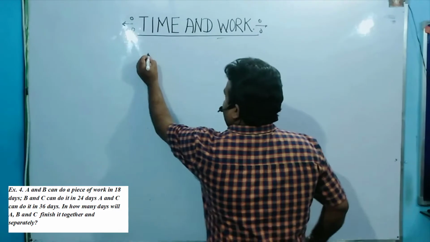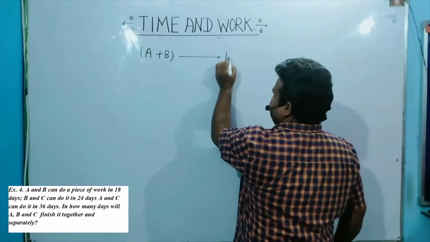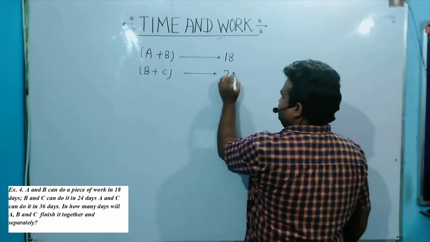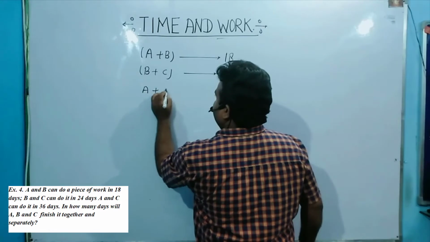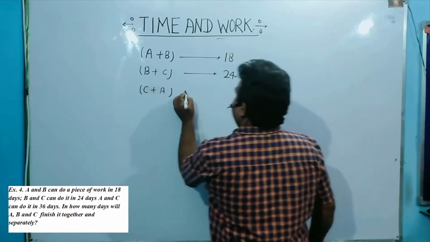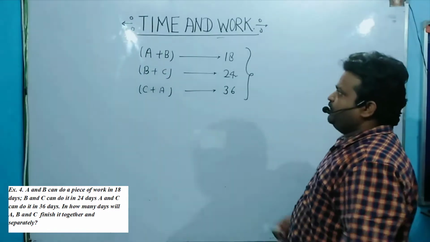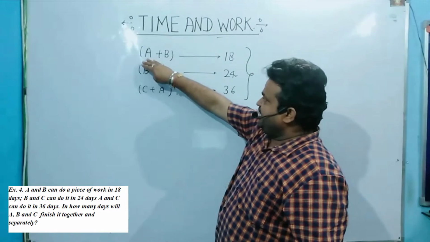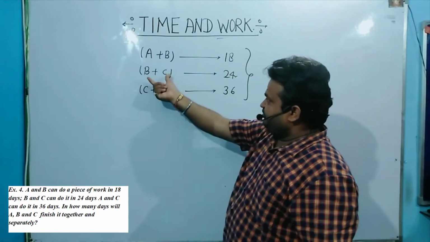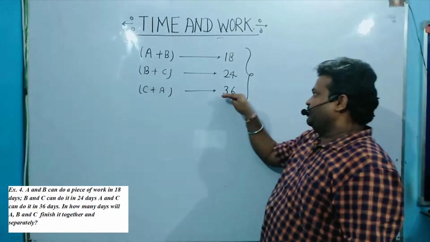Now what is given to you? In how many days do A and B complete the work? Now B and C, the same work in how many days? And A and C, or C and A, complete the work in how many days? Now this is given to you, right? This is the total work which A and B can complete in 18 days. The combination of B and C can complete the same work in 24 days, whereas C and A complete the same job in 36 days.